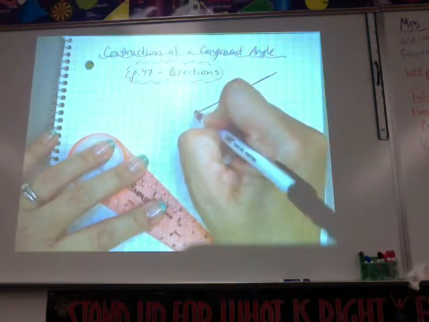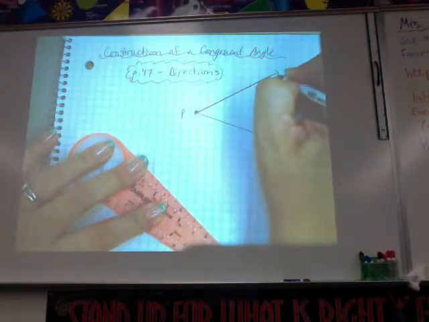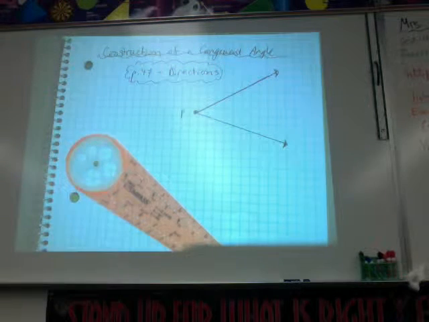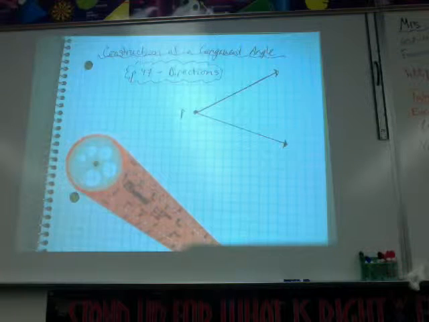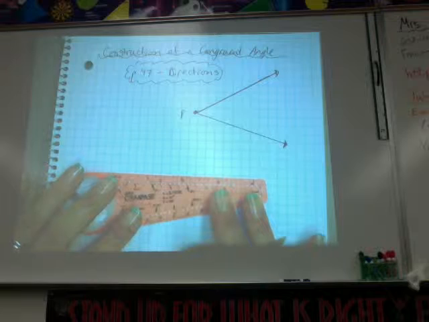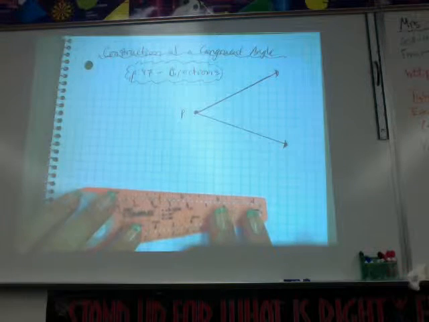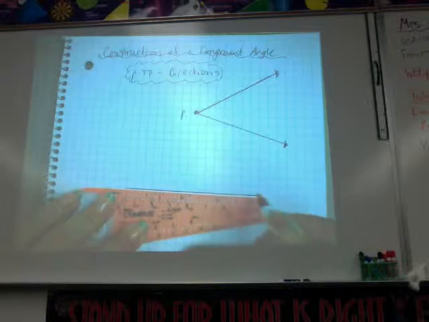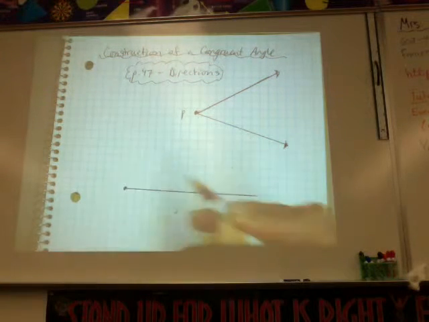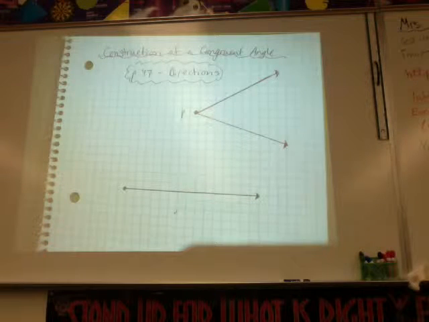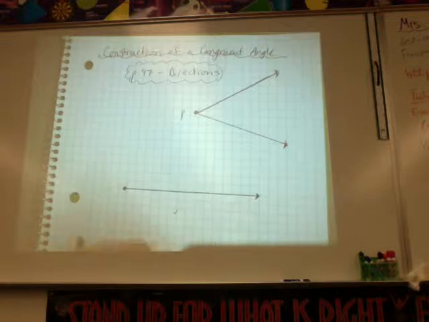So this is P, and arrows are going this direction. Then draw a horizontal line. Well, it's really a ray. We're going to draw a ray. Put a point on one end, arrow on the other. And we're going to call that point T as in Tom.